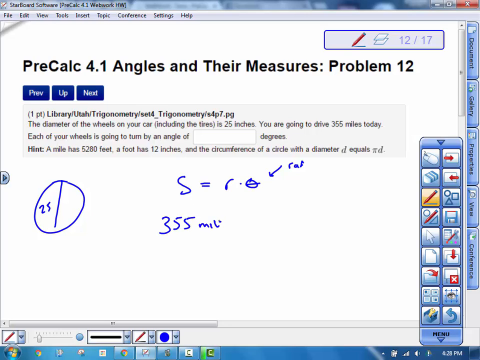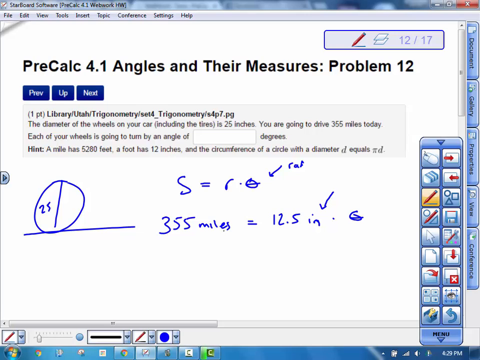And I know that because if you think about this wheel turning, if it doesn't slip, one turn will give us the exact circumference of the circle if you were to unravel this wheel. So the arc length actually is equivalent to the distance traveled here. So that's 355 miles equals the radius, which is 12.5 inches, times the angle in radians.